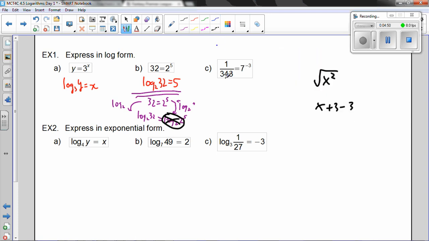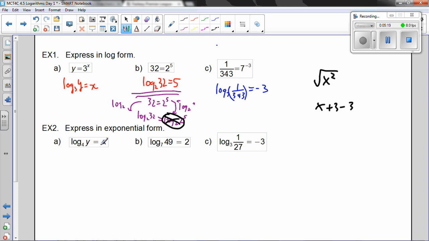Again, we just want to switch styles. I think of this as log. What's the base in this one? It's 7. The power is 1 over 343, and then the exponent, the answer, is minus 3. And again, if I wanted to think of it as an operation, I think of taking the log base 7 of both sides, and then I'm left with minus 3 on the right-hand side.